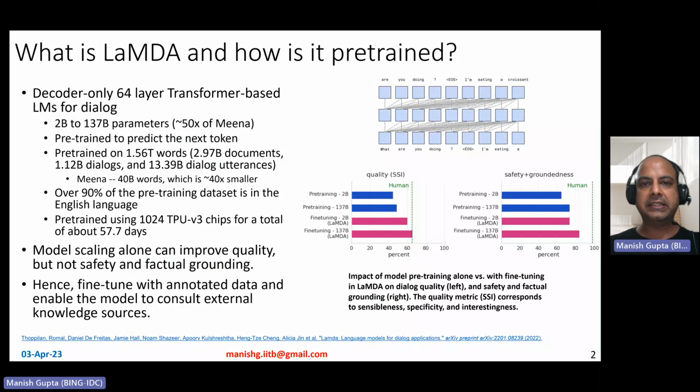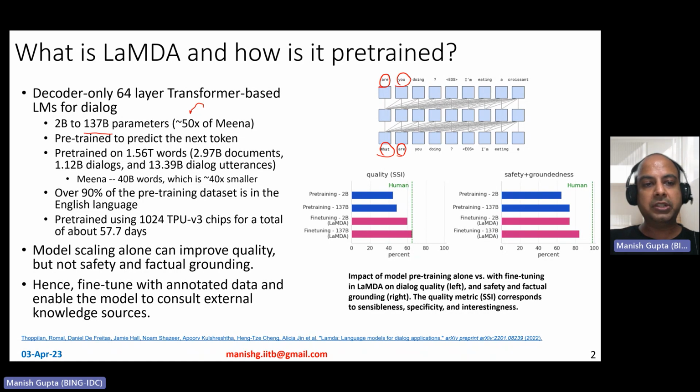What is LaMDA and how is it pre-trained? So LaMDA is a decoder-only 64-layer transformer-based language model for dialogue systems. In fact, there are three different kinds of checkpoints that they have pre-trained for LaMDA, ranging from 2 billion to 137 billion parameters. Now, note that 137 billion parameters is about 50 times the number of parameters in their previous model called Meena. It is pre-trained to predict the next token, essentially. So, given R, you predict U, and so on. So, it predicts the next token.